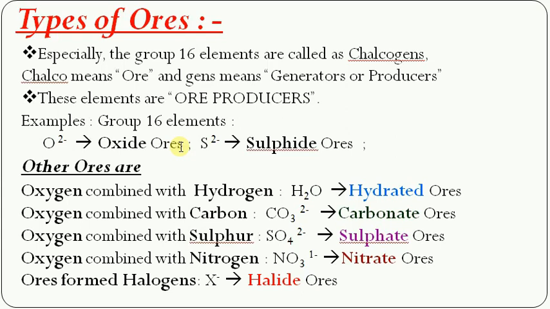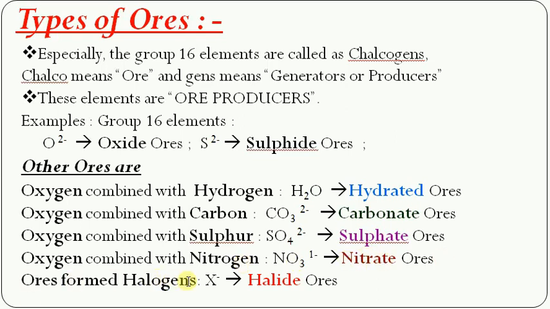The other ores: when oxygen combines with hydrogen, it forms hydrated ores, H2O. The salt is combined with water to form hydrated ores. When oxygen combines with carbon, it forms carbonate, so it forms carbonate ores. Similarly, when oxygen combines with sulfur, it forms sulfate, so the metal combines with sulfate to form sulfate ores. When oxygen combines with nitrogen, it forms nitrate. The nitrate combines with the metal to form nitrate ores.